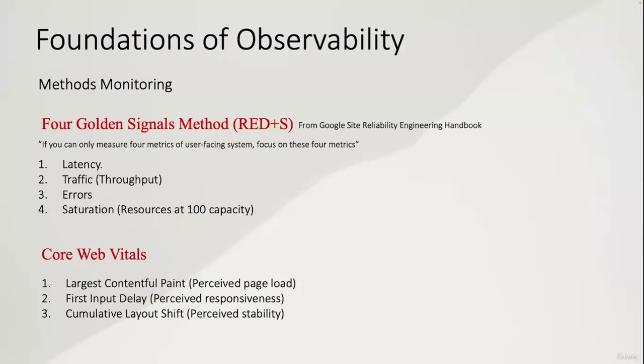Then first input delay. How is the responsiveness of the page? That means when I click on the page and until the full page loads, how is the responsiveness? And if you click on a functionality, how is it responding? Then cumulative layout shift. This is perceived stability. That means, are there any inconsistencies in the page? So these are some core web vitals we use for UI level monitoring.